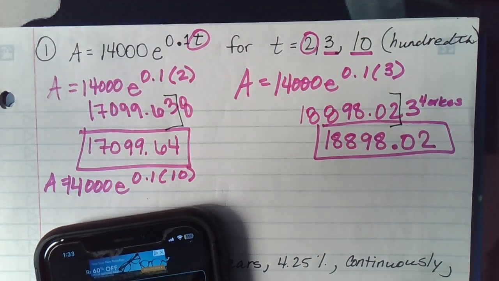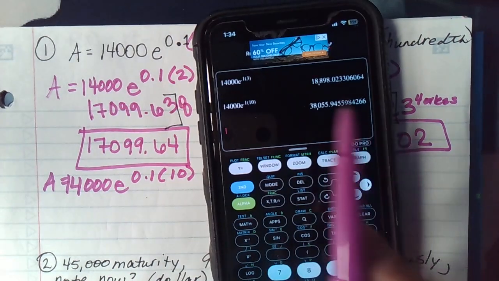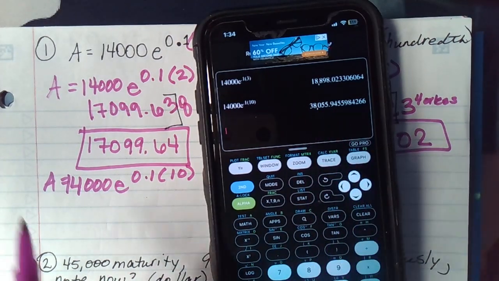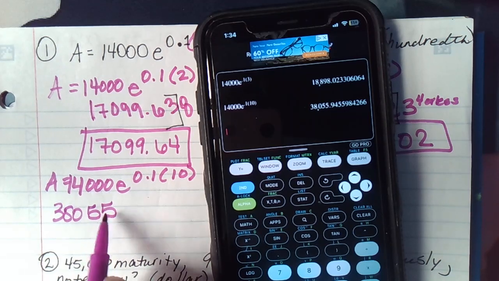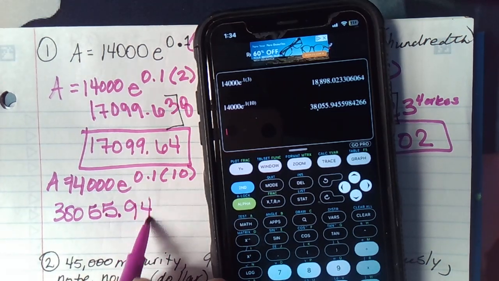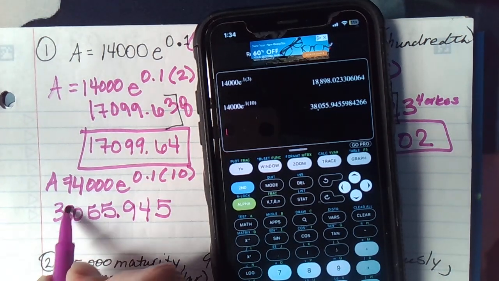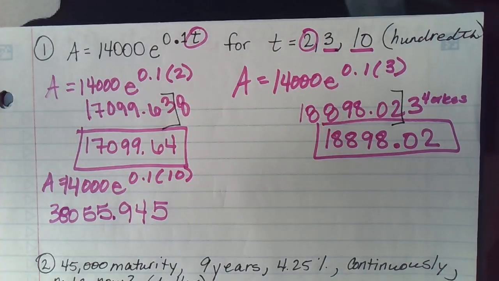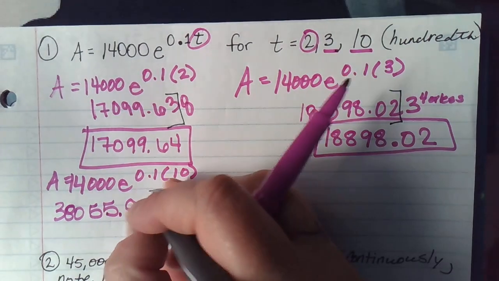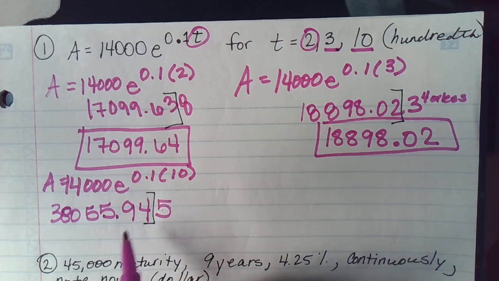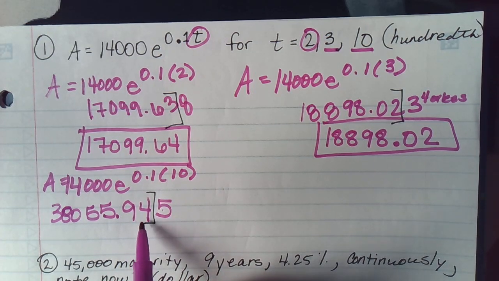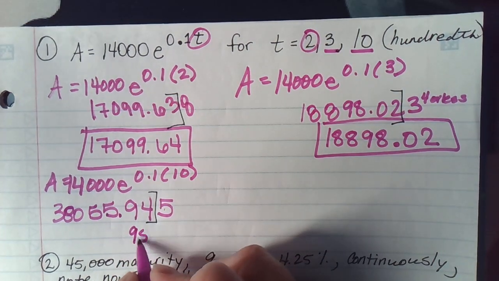Okay, I already plugged in the 10, and I got 38055, what does that say, 0.945 maybe? Okay, but with money, we got to round it to 2 spots. So that 5 is 5 or more, so we're going to up the score. So this 94 is going to become 95.